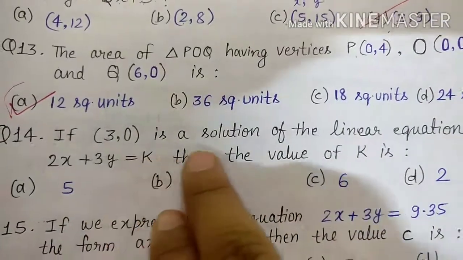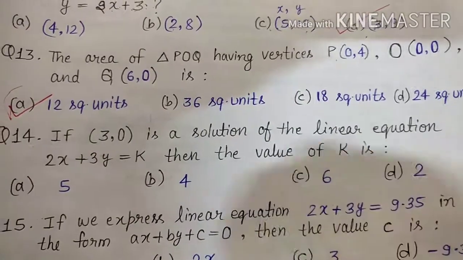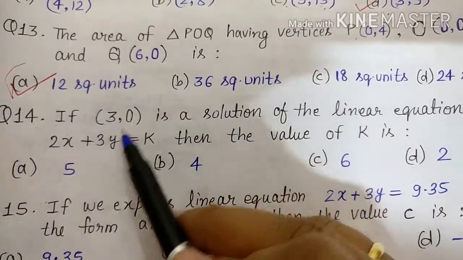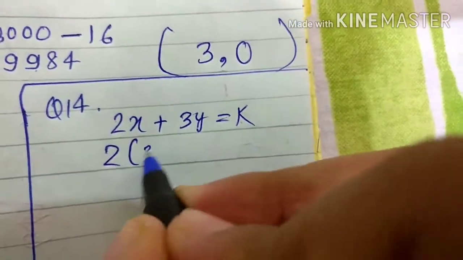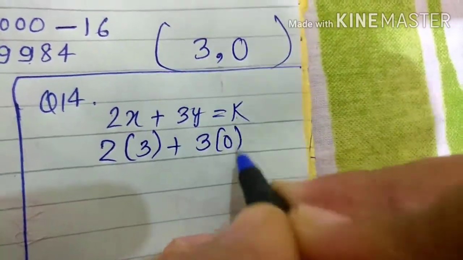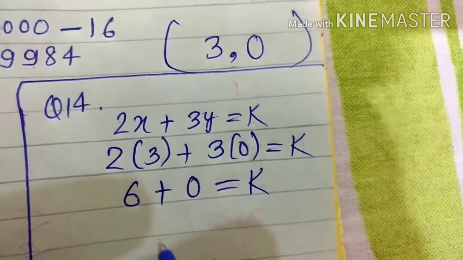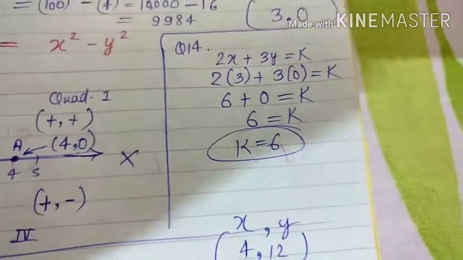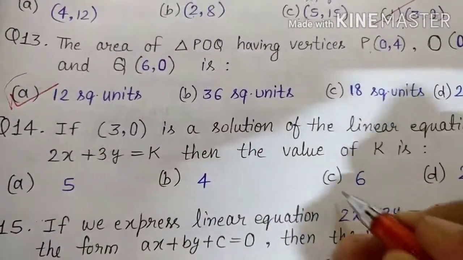If 3 comma 0 is a solution of the linear equation 2x plus 3y equals k, then what is the value of k? So how can we find it? In place of x we can put 3 and in place of y we can put 0, and then we can find the value of k. So in place of x, 3, and in place of y, 0, equals k. 2 3s are 6, 3 0s are 0, equals k. It means 6 equals k, which means the value of k is 6. Just check whether 6 is given in the question. Yes, 6 is given in C part. So C part is our answer.